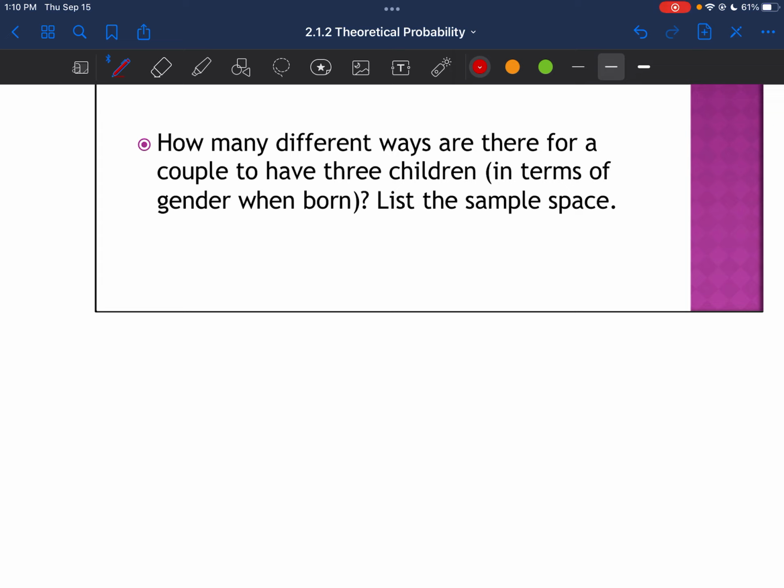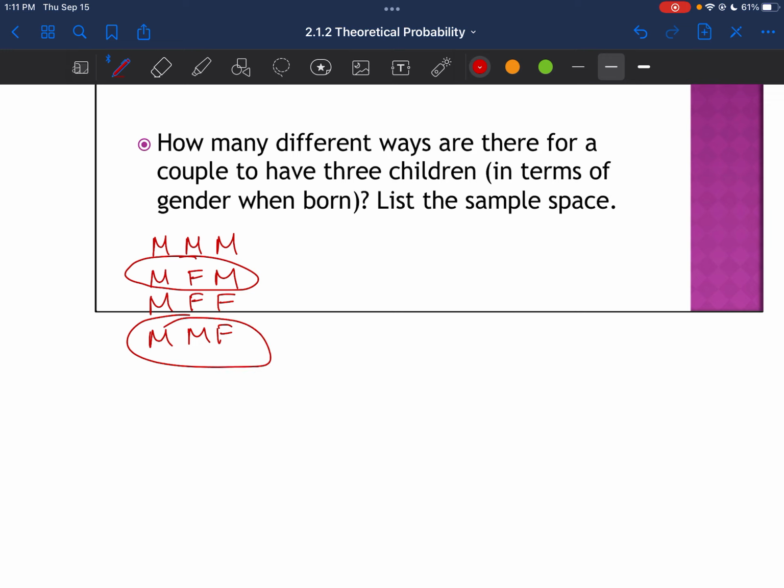So what could happen is this couple could have 3 males at birth. They could have a male, a female, and another male. They could have a male, a female, a female. They could have a male, and a female. And I am counting this value and this value as 2 separate ones, 2 boys and a girl. The order still matters because the middle child is a girl and a female in this one, and then the youngest child is female in the second example. And so the order matters. Those are 2 different scenarios.